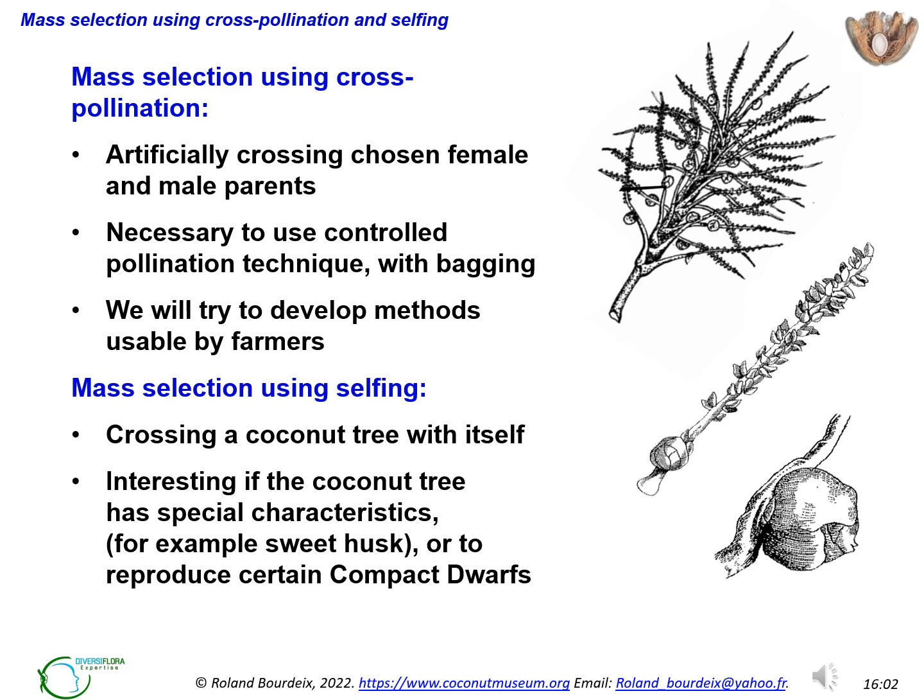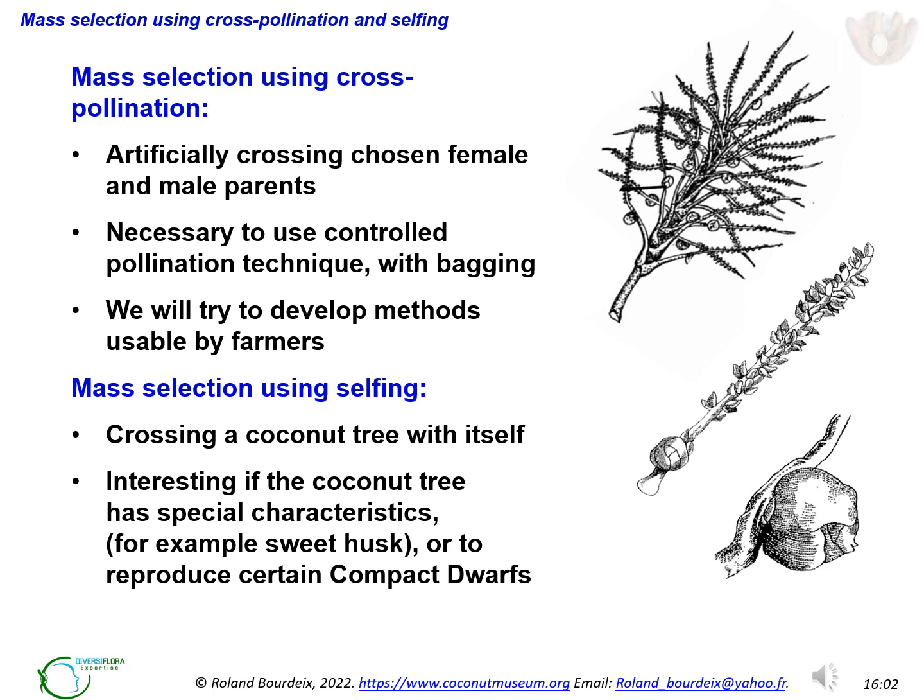Mass selection using selfing is of limited interest because of the inbreeding depression, which can induce a depression up to 30% on the yield. The method consists of crossing a coconut tree with itself. Nevertheless, it can be interesting if the coconut tree has very special characteristics, for example sweet husk, or to reproduce certain compact dwarfs.